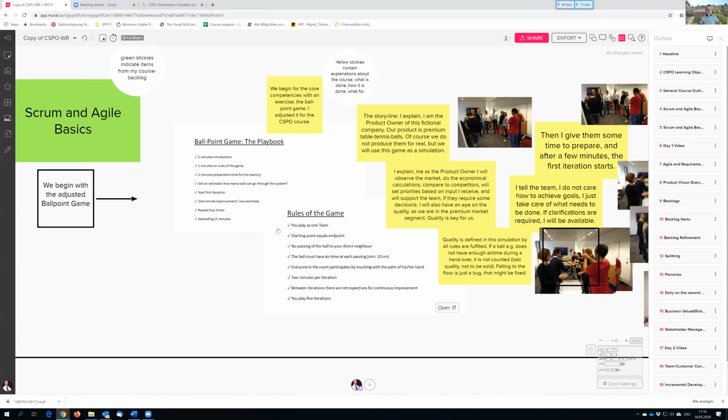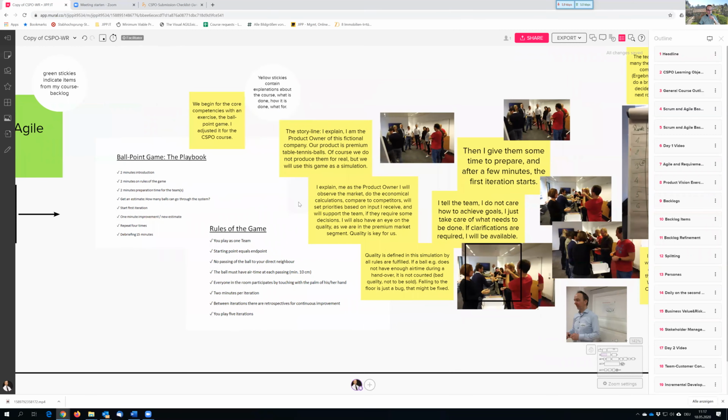I explain I'm the product owner of this company, and the team is there to produce it, figure out how to do it, and so on. The rules are they have to play as one team, regardless of how many people they are. Starting point equals end point, no passing the ball to the direct neighbor, and so on. You can read through the rules there, and these are pretty much the rules.